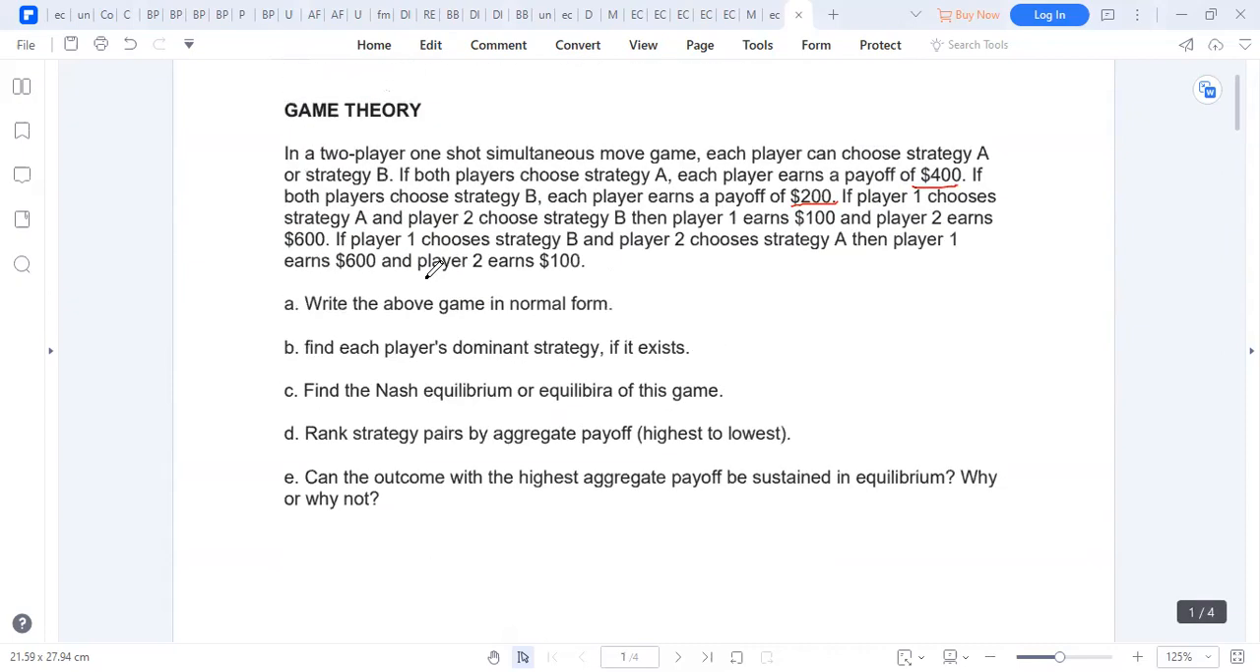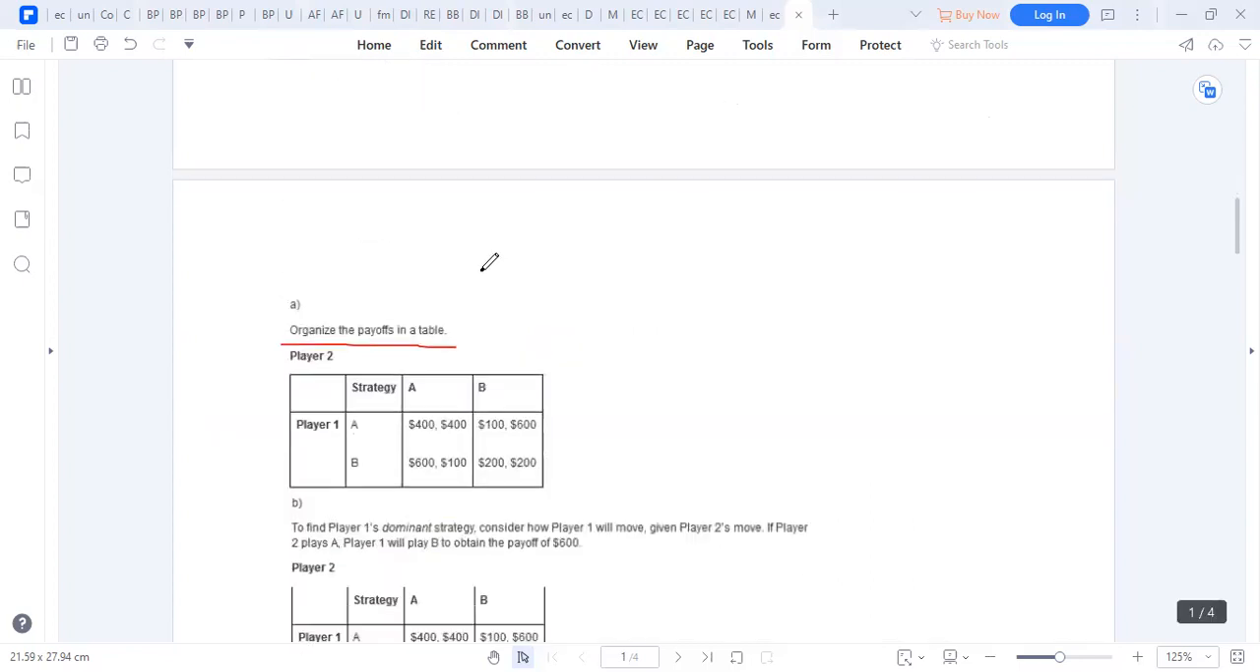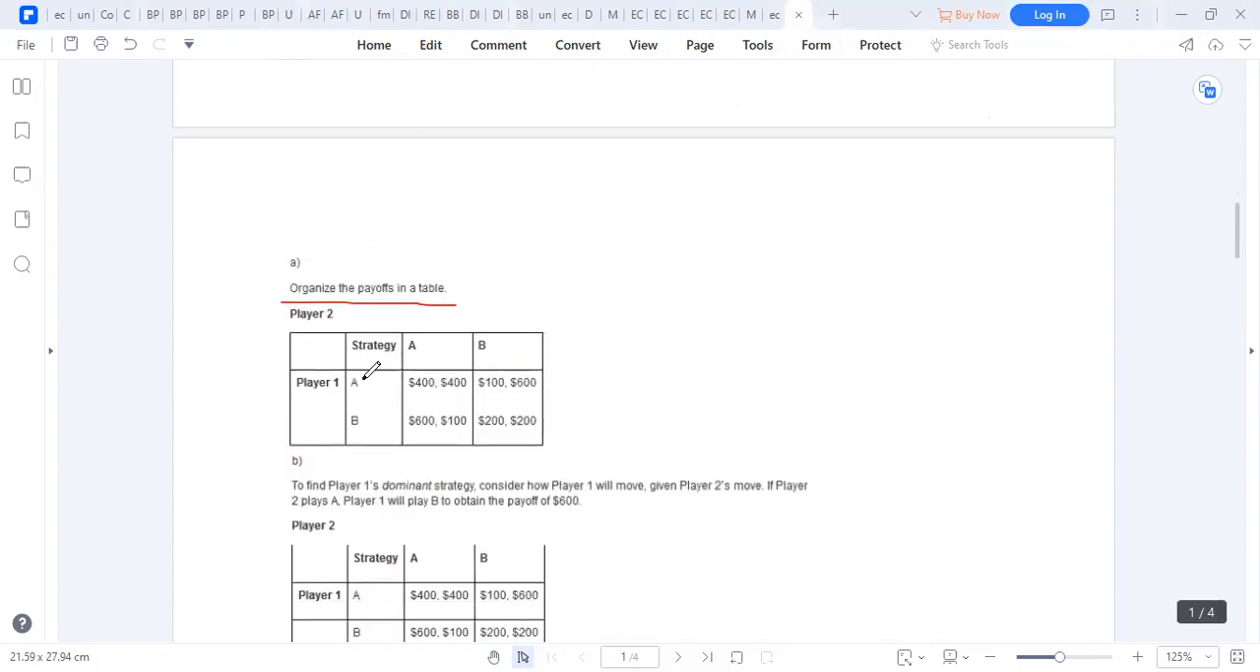We need to identify the strategies that each of these players is going to come up with. Let me start with player 1. Using game theory, we want to organize the payoff table. We are told to write the above game in the normal form. To go through it again, there are two strategies, strategy A or strategy B. If both players choose strategy A, they'll make 400. If both choose strategy B, they'll make 200. So if player 1 and player 2 both choose strategy A, they'll make 400 here and 400.